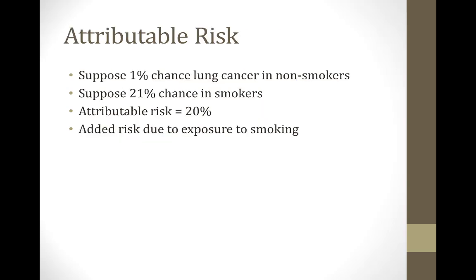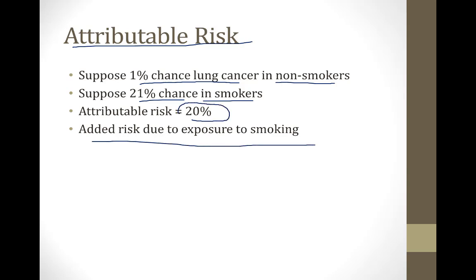Another number that is sometimes reported in epidemiology studies is something called the attributable risk. So suppose there's a 1% chance of lung cancer among non-smokers, but a 21% chance in smokers. This means the attributable risk to smoking is 20%. It's the difference between those two numbers. This represents the added risk of exposure to smoking.